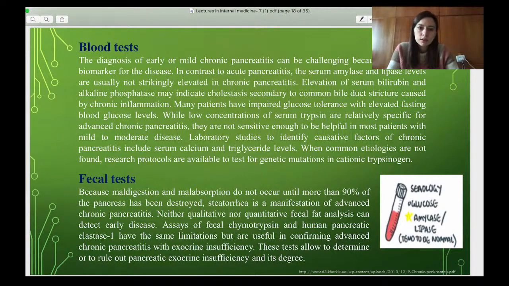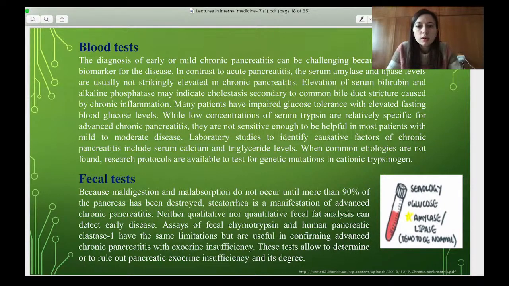And fecal test. Because maldigestion and malabsorption do not occur until more than 90% of the pancreas has been destroyed, steatorrhea is a manifestation of advanced chronic pancreatitis. Neither qualitative nor quantitative fecal fat analysis can detect early disease.